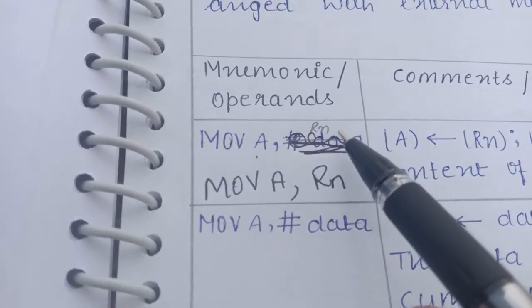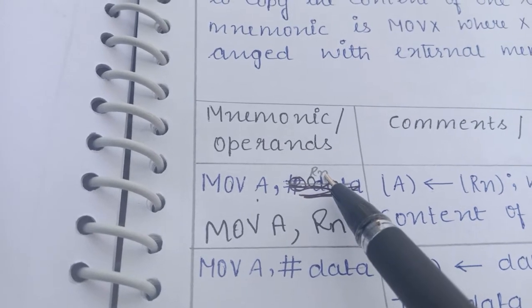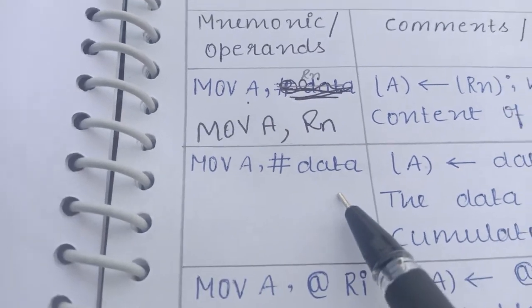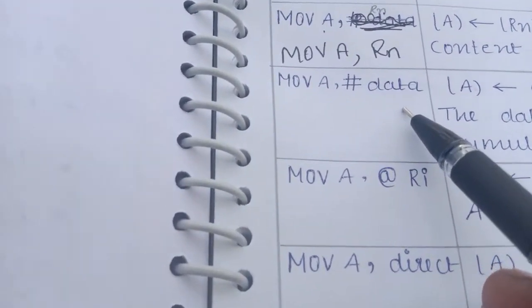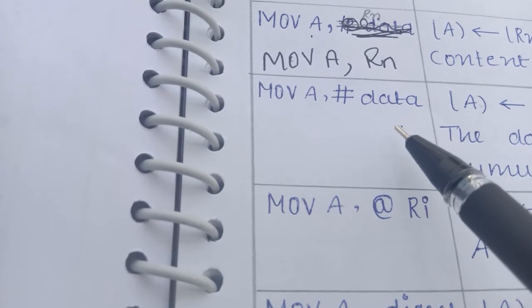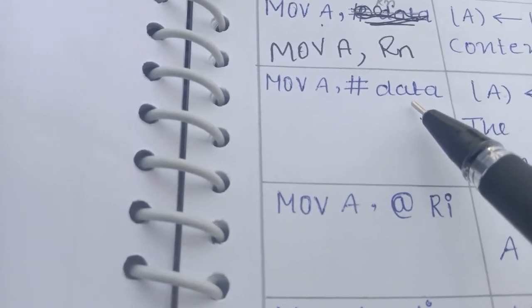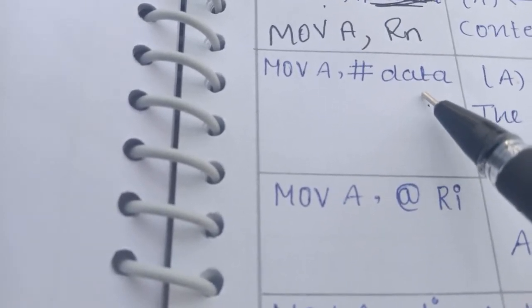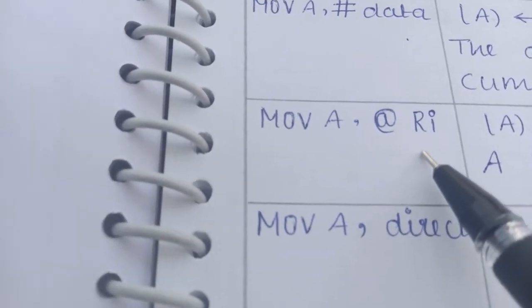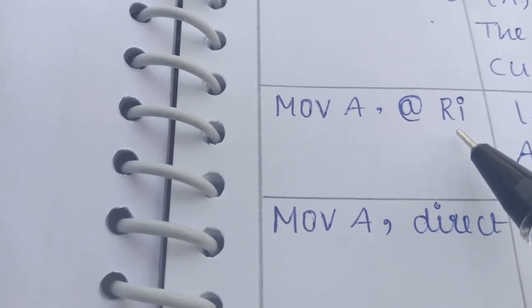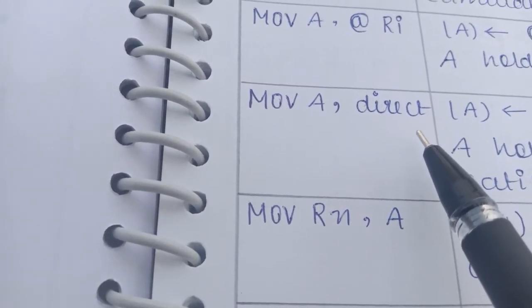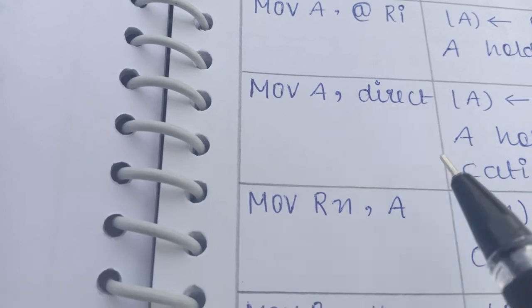Already we are familiar with all these registers. A is the accumulator, Rn is the register, any of the registers from R0 to R7 of a particular selected register bank. Hash data is nothing but data given in the instruction. If your data starts with the digits from 0 to 9, it must be prefixed with hash. If it starts with an alphabet from A to F, it must be prefixed with hash 0. Then @Ri means RAM location addressed by either R0 or R1. Direct means direct byte, means whose address is given in the instruction.